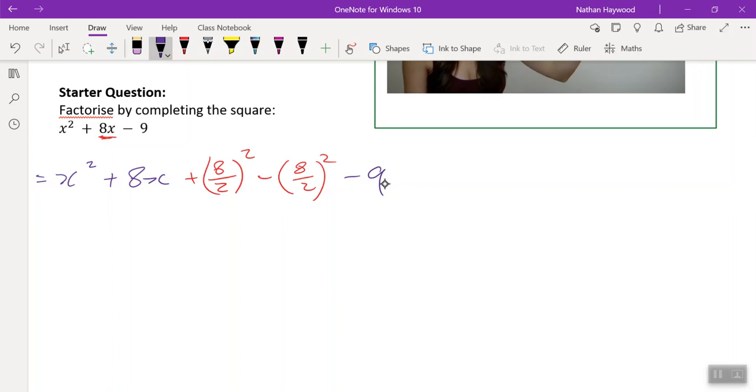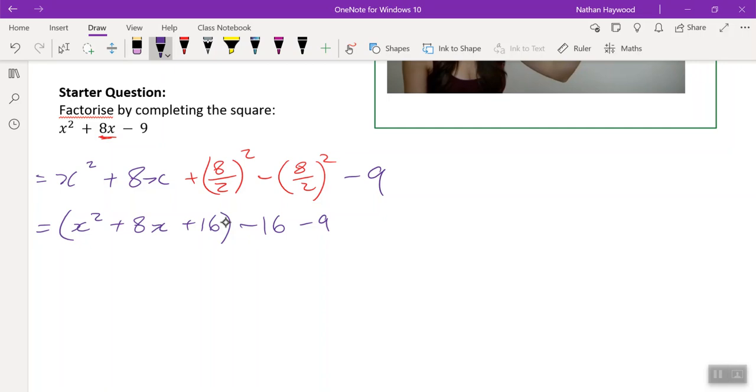So that's the first step. Take the number in front of x, divide by 2 and square it. So you'll end up with plus 16, very good. And minus 16. So let's put these 3 in brackets because we're going to look at those 3 separately. Okay, we're going to factorize those 3 first.